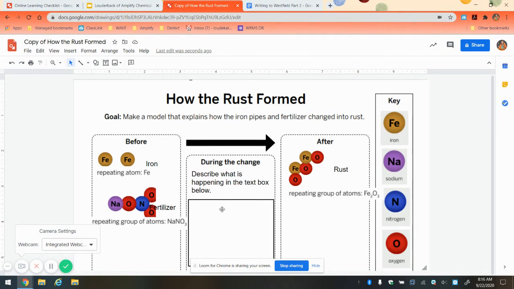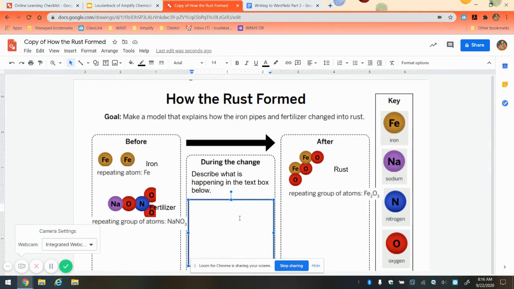All right, so now I'm going to pay close attention to my reactants, and I'm going to pay close attention to the molecules here. Notice that I have 2 atoms of iron on the product side, and there are 2 atoms of iron on the reactant side. I also have 1, 2, 3 atoms of oxygen on the product side, and 1, 2, 3 atoms of oxygen on the reactant side. So in the text box here, I want to describe what is happening, all right?